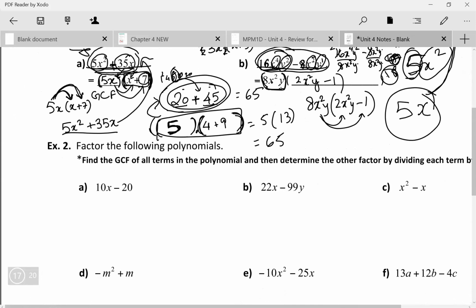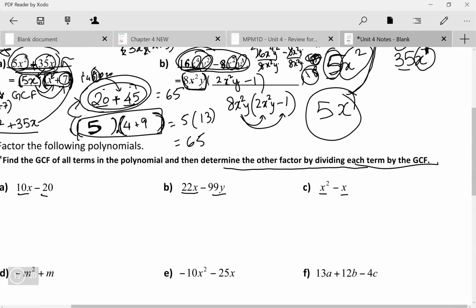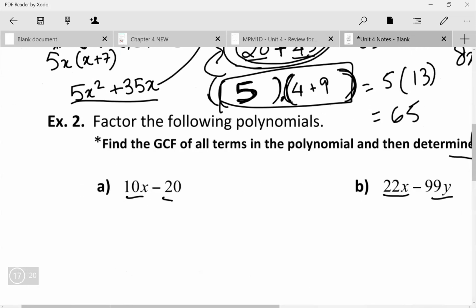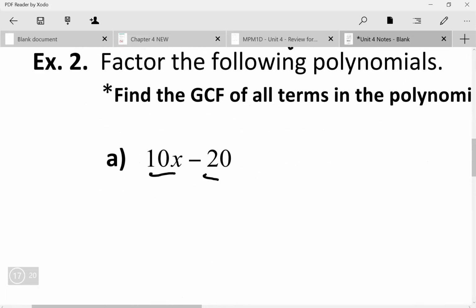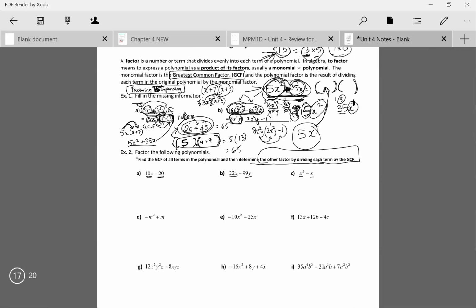Find the GCF of all terms in the polynomial. So we're going to find the greatest common factor of all these terms, and then determine the other factor by dividing each term by the greatest common factor. We're going to do that right now. When we're factoring, we find the greatest common factor between all the terms in the polynomial. If there's more than two, then so be it, but I think we'll stick to a maximum of three, but not more than that, hopefully.